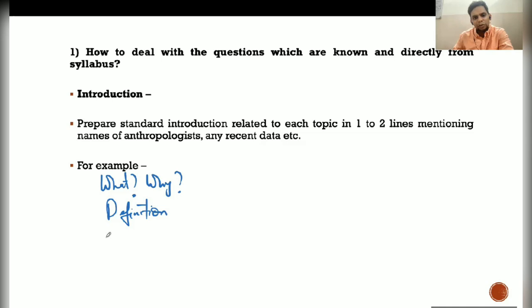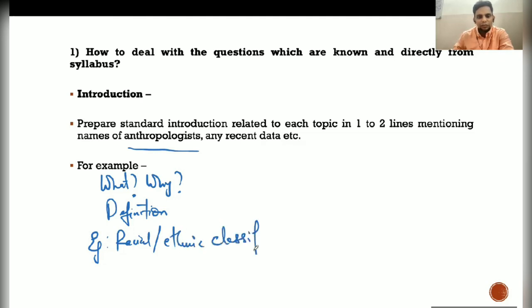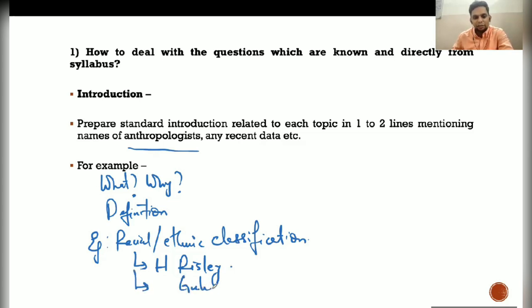Another thing you could possibly do is take anthropologists, or any scholar. For instance, let's say there is a question on racial classification or ethnic classification. Depending upon the number of marks provided for the question, you could say that Risley tries to classify the entire population. As a census commissioner, he had access to a lot of data, so you could bring that in.